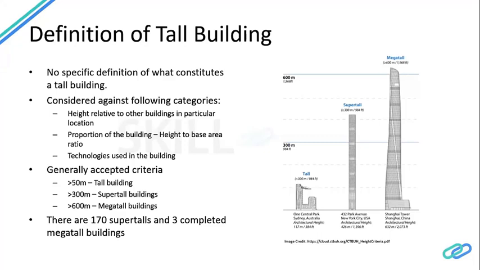Now, overall, currently there are around 170 super tall buildings around the world, and around 3 completed mega tall buildings. Why I say completed is that there are still some buildings being constructed which are more than 600 meters. However, these are not yet completed.